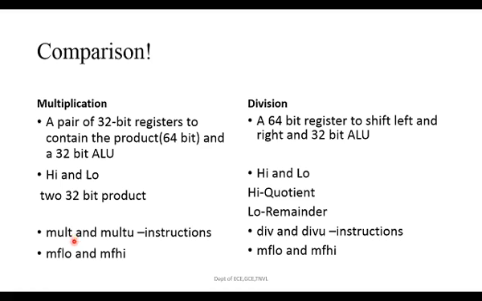Coming to unsigned instructions, mult and multu are for unsigned multiplication, and here div and divu are for unsigned division. These are the two registers whose contents we need to transfer, and from there we need to fetch. With the help of the pseudo instructions generated by MIPS, we can fetch the results stored in the result registers with these two, that is mflo and mfhi.